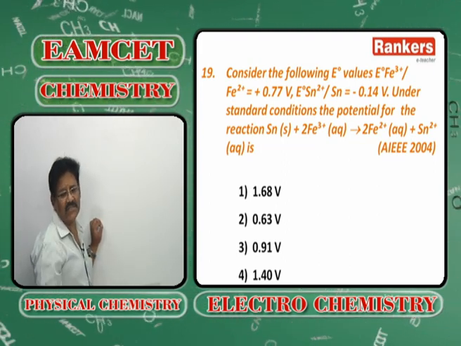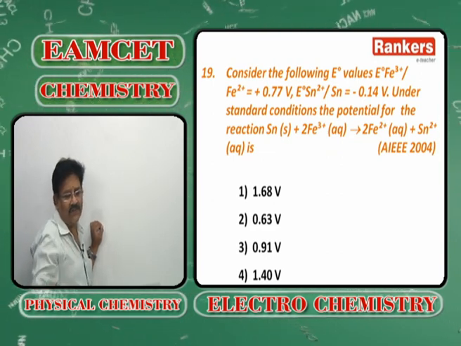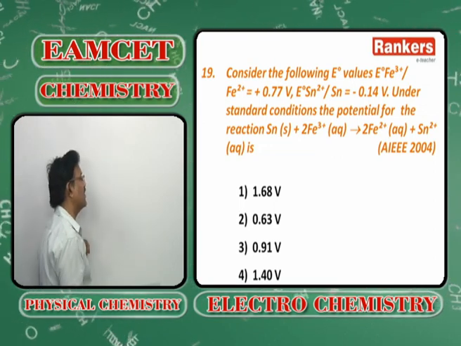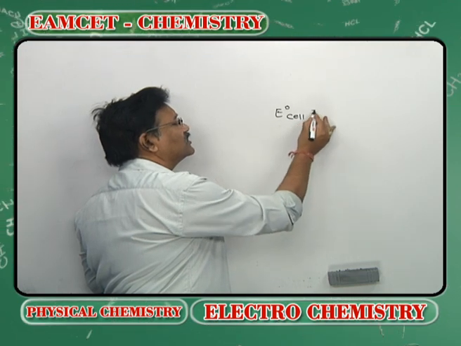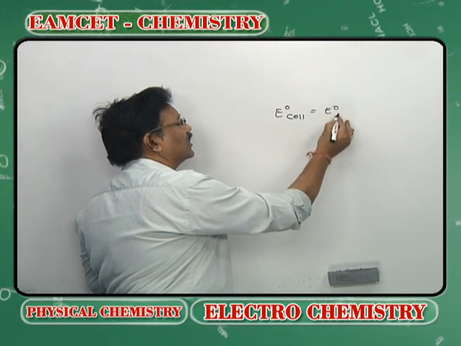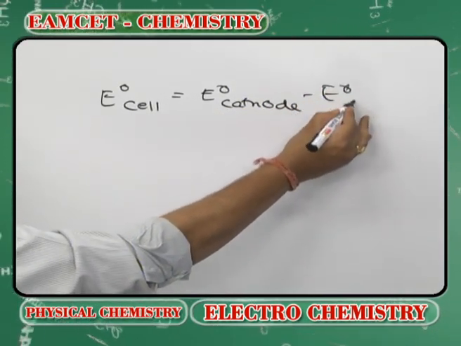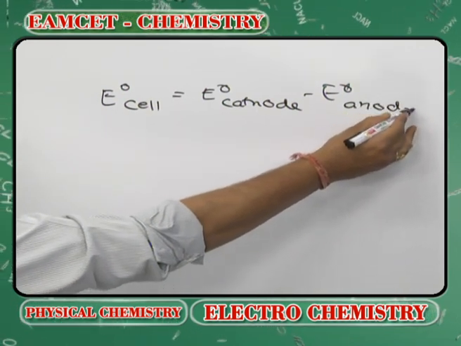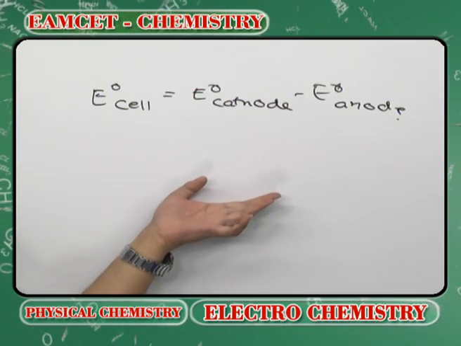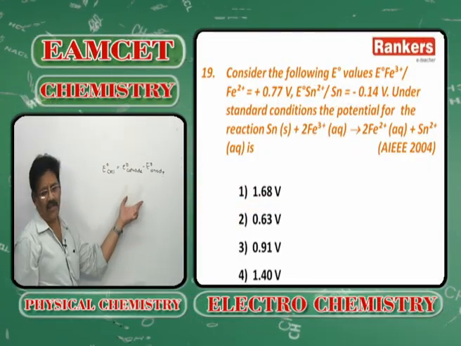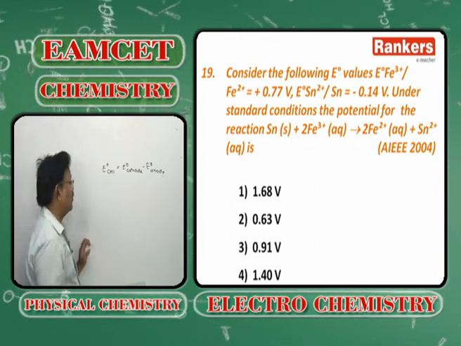Tin, because tin is getting oxidized, so tin is functioning as the anode. Iron is functioning as the cathode. At standard conditions, E naught of the cell will be equal to E naught of the cathode minus E naught of the anode. How to decide which is the cathode and which is the anode? Because tin is getting oxidized, it will be the anode, and iron is getting reduced, so iron will be the cathode. Now what will be the answer?